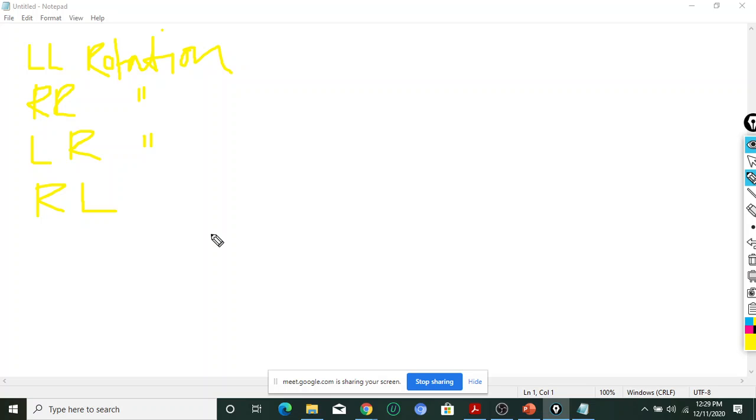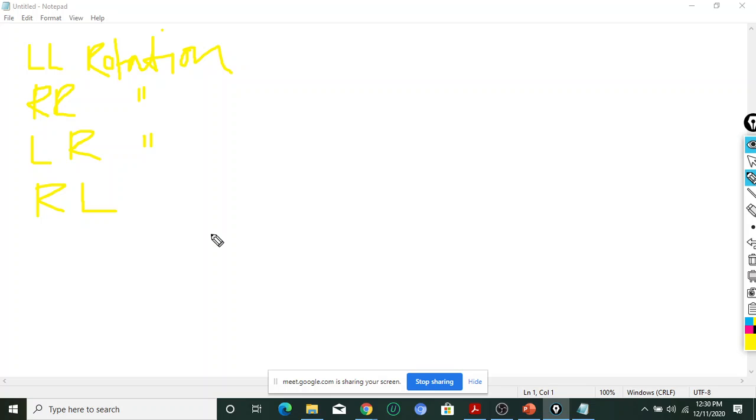Whenever we are going to insert any element into our generated AVL search tree, after insertion, if the balance factor of a particular node is not 0, not -1, and not +1, then we will perform some rotation so that the entire tree will be balanced.